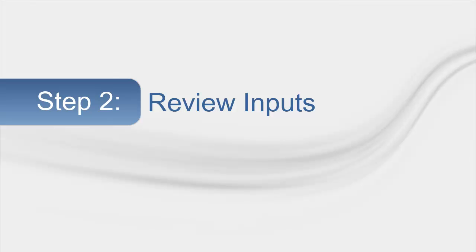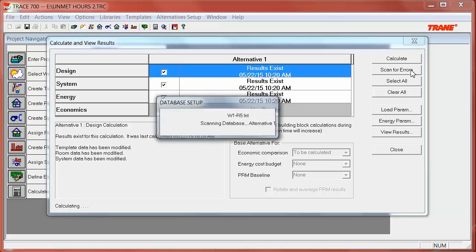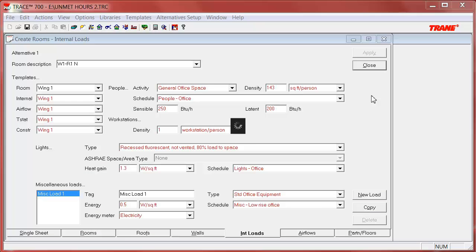Only solutions that apply to your project should be applied. To start, let's utilize the Scan for Errors feature prior to calculating to help identify any potential errors and inconsistencies. These are just warnings from Trace and do not necessarily require action. It will report many but not all of the issues to be discussed that need attention and can help solve simple causes of unmet load hours, such as mismatched schedules or thermostat set points that are too high or too low during occupied or unoccupied times.